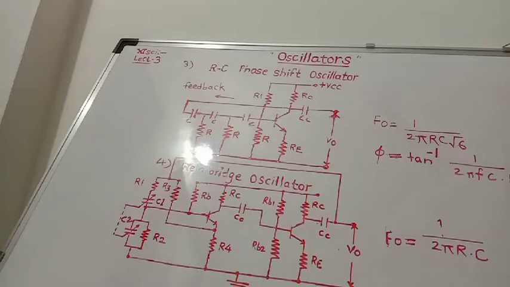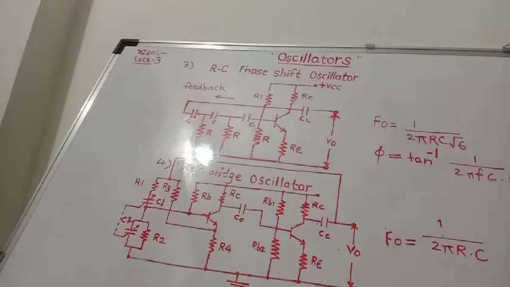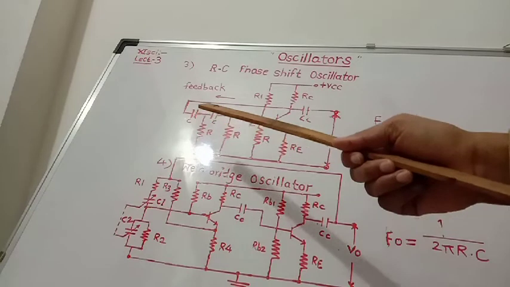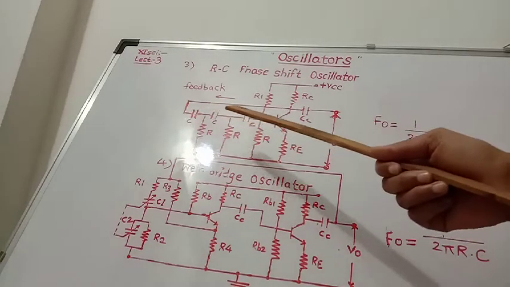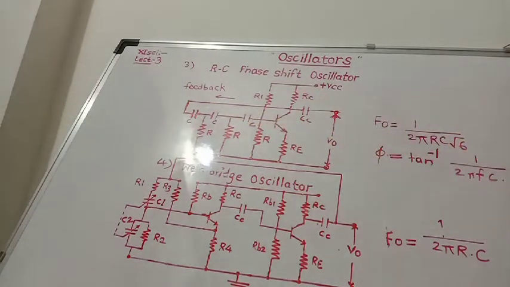The frequency of oscillations cannot be changed easily, since it is difficult to vary three capacitors simultaneously, and therefore the frequency of oscillations cannot be varied easily. Next, the gain of the amplifier must be high.